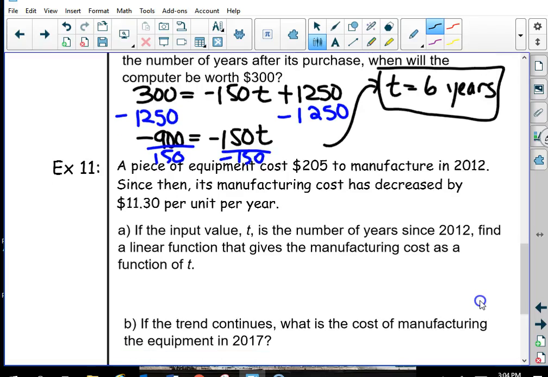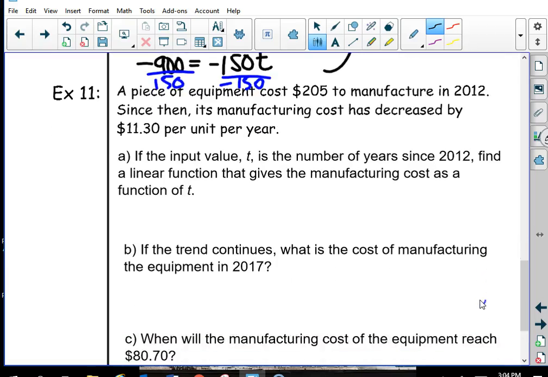Last example, a piece of equipment costs $205 to manufacture in 2012. Since then, its manufacturing cost has decreased by $11.30 per year. So again, this is a nice linear equation. They've given us the slope, and they've given us the y-intercept. And t is the number of years since 2012. Find a linear function that gives the manufacturing costs. C of t is equal to 11.3 times t plus 205.